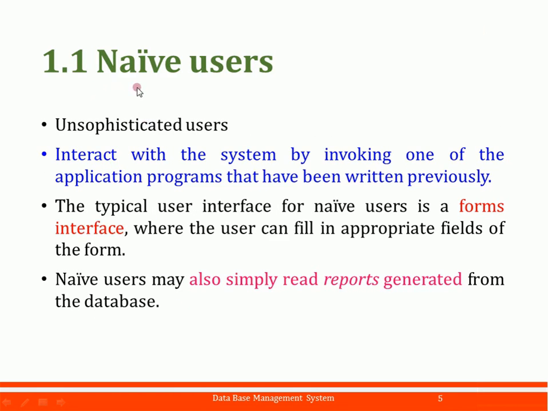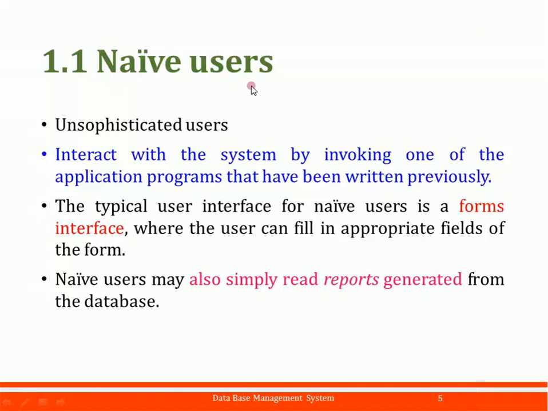The first type of user is naive users, and they are the unsophisticated users of the database system. They interact with the system by invoking one of the application programs that have been written previously. As we already discussed, we have a database which stores the data, and together with that we have application programs that will access and get our work done with the data stored in the database. So this data can be accessed with the help of application programs, and the database and the application programs are tied together in a database management system.